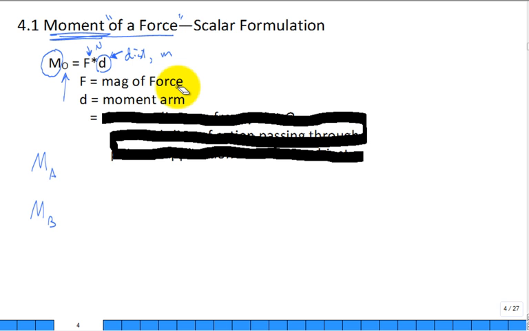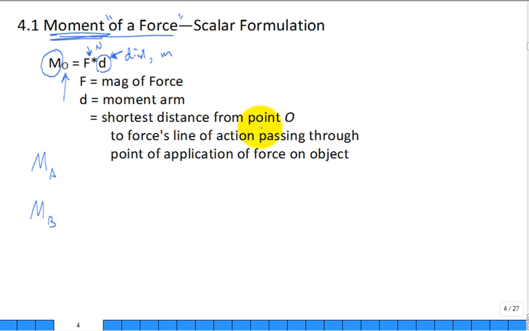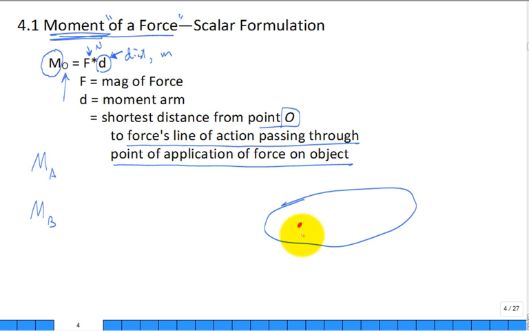And that moment arm, it's the difficult part of this whole equation. It's that shortest distance from that point to the force's line of action passing through the point of application of the force on the object. So if I have an object, and here is a point O, and I have a force here, F, applied at this point right there on the object, I introduce the line of action that's continuous. It's a line that goes on forever and ever, right?